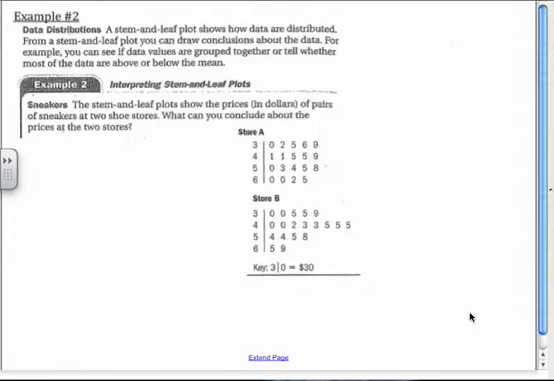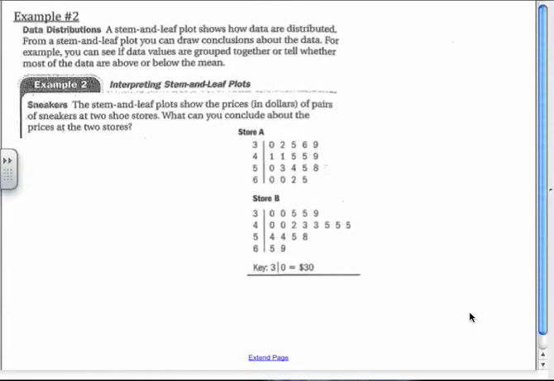Okay, guys, example number 2 here says data distributions. A stem and leaf plot shows how data are distributed. From a stem and leaf plot, you can draw conclusions about the data. For example, you can see if data values are grouped together or tell whether most of the data are above or below the mean. Okay?